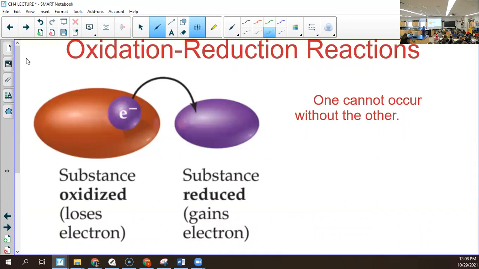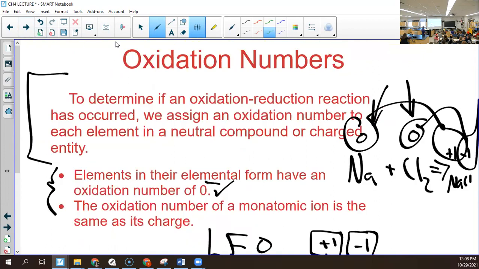So, all right. So we have to have both. Substance oxidized loses, and then reduced gains. To determine if an oxidation reduction reaction has occurred, we assign an oxidation number to each element in a neutral compound or charged entity.